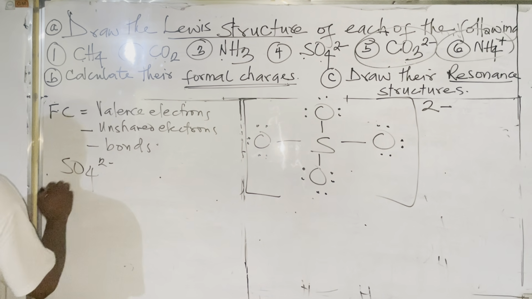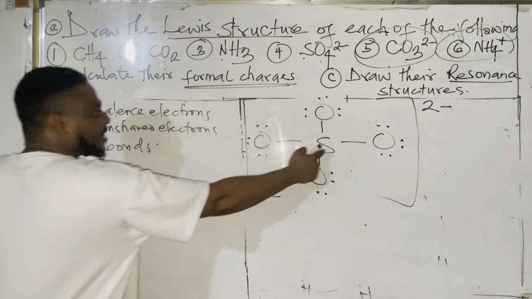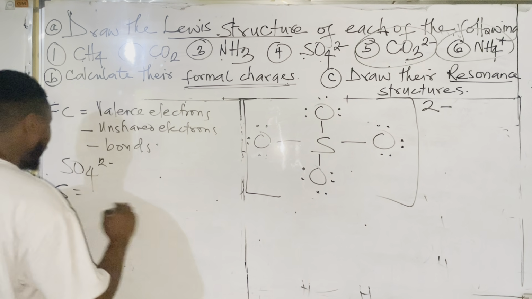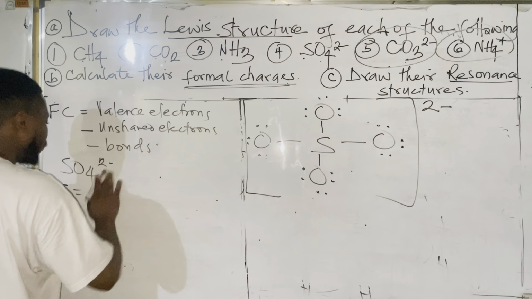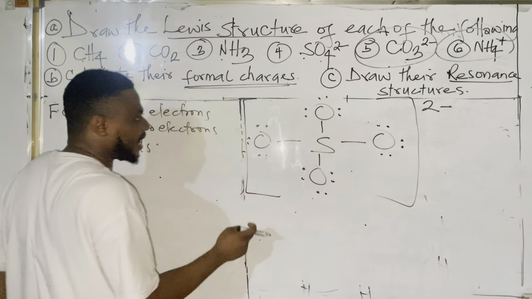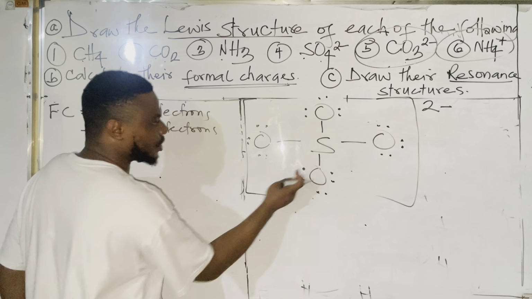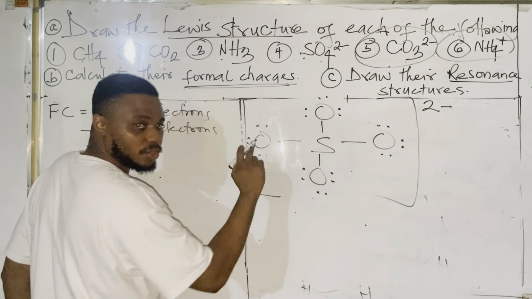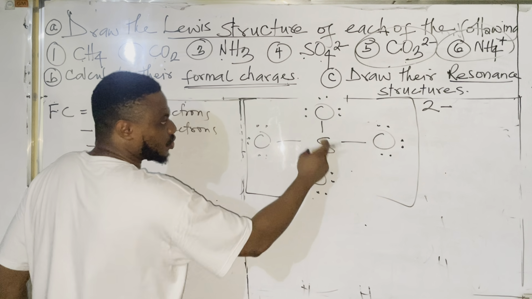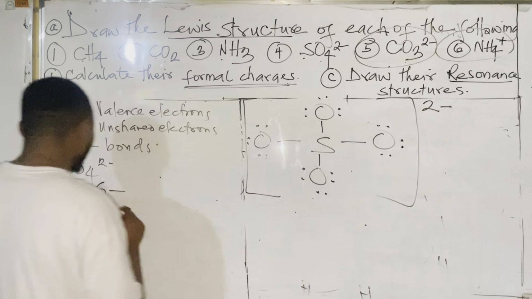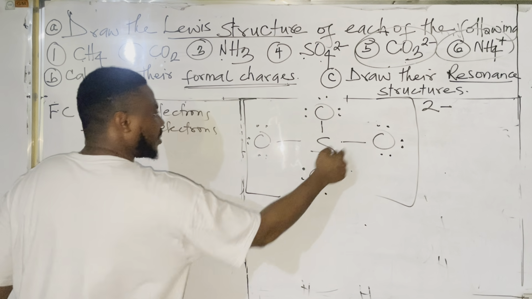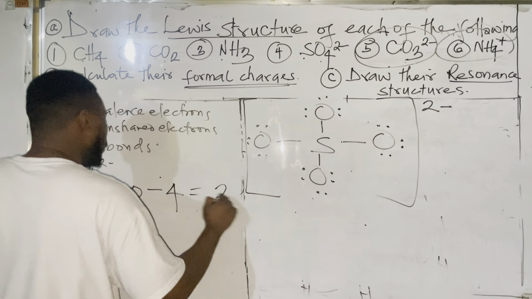Now let's start with the central atom, which is S. How many valence electrons does sulfur have? Sulfur has 6 valence electrons because it's in group 6. Minus how many unshared electrons? Unshared electrons are called dot electrons. Does sulfur have any dot electrons here? No. It's only oxygen that has dots. Sulfur only has bonds surrounding it. So 6 minus 0, then minus how many bonds does sulfur have? 1, 2, 3, 4. So 6 minus 0 minus 4 will give you 2.